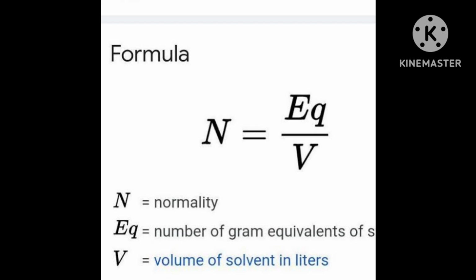This silver is weighed, meaning its weight is taken. Then again, as a formula, you remember in the same form what I have been discussing: equivalent weight of RCOOAg divided by equivalent weight of Ag, that is, silver, is equal to weight of silver salt divided by weight of silver.